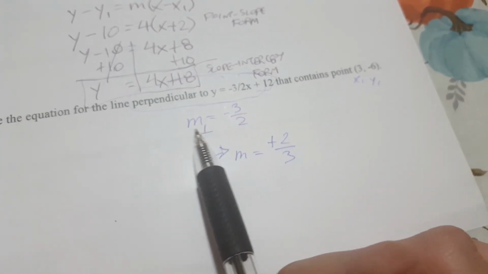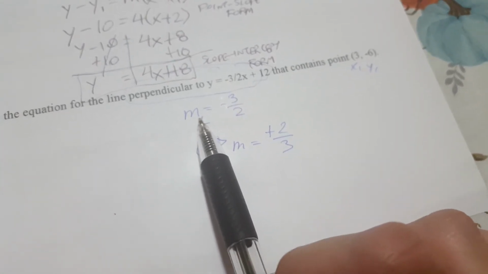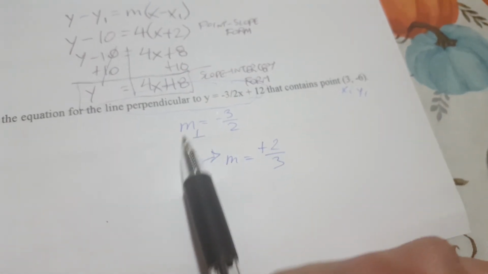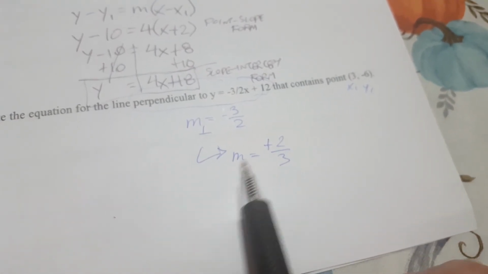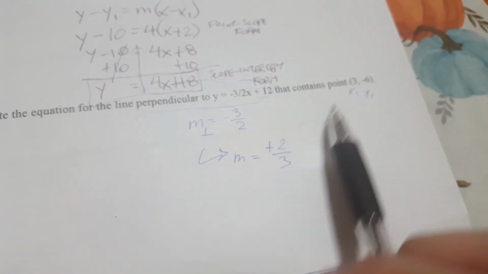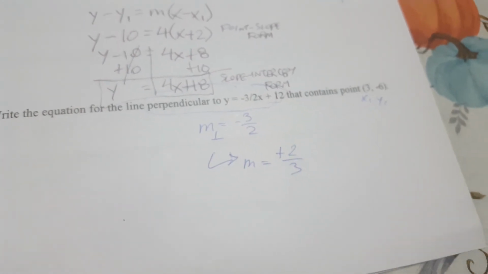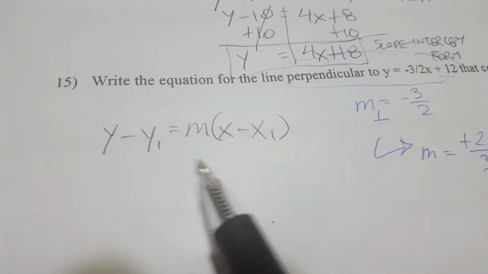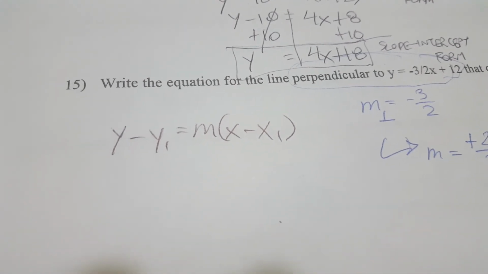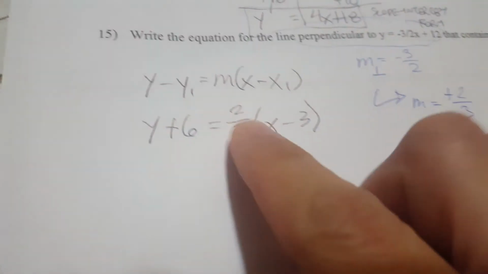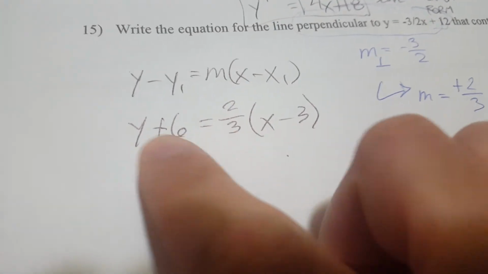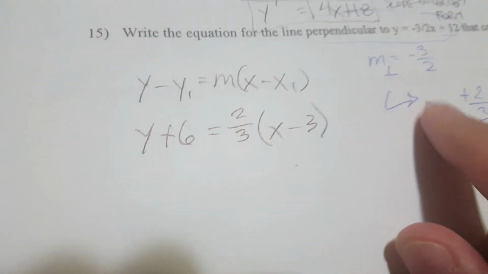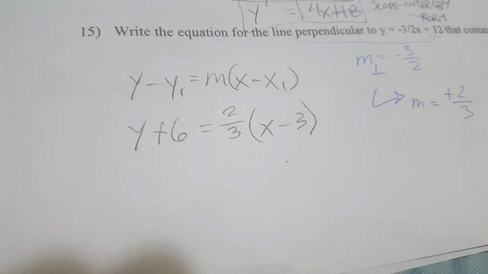So I call that my perpendicular slope, m with this little upside down t. And that means that my slope that I'm going to use is going to be 2 over 3. So now I just got to plug all this in. So y minus y1 equals m times x minus x1. So now I'm going to say y minus negative 6, that's y plus 6 equals 2/3 times x minus 3.